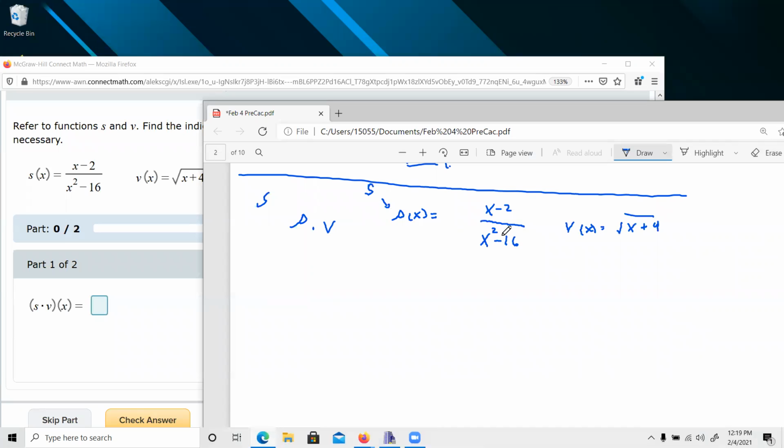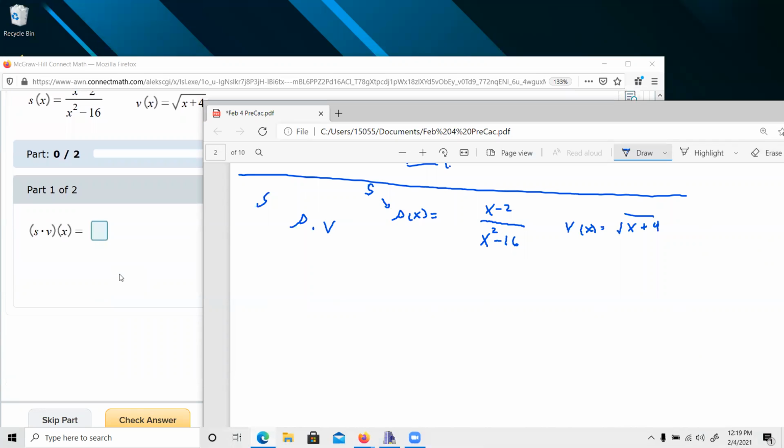All right. So the first thing they're going to ask you to do is just go ahead and multiply it. Let's go ahead and just do that. So S times V is equal to X minus 2 over, and then I'm going to say this is X minus 4 times X plus 4, and then V is the square root of X plus 4.